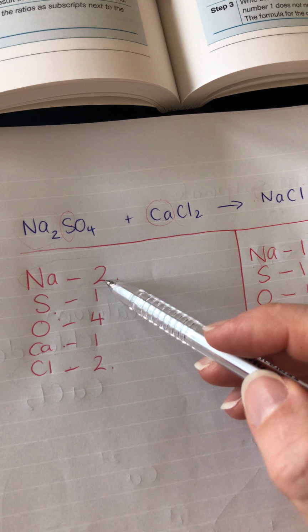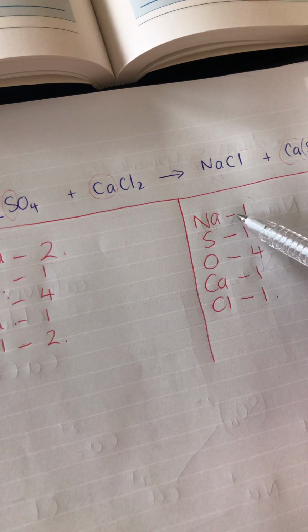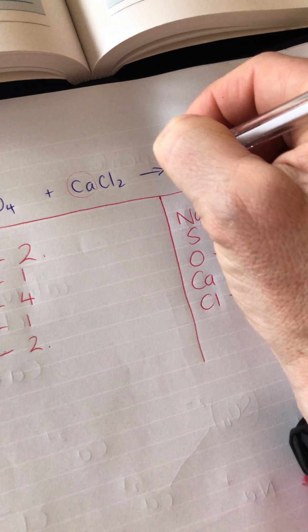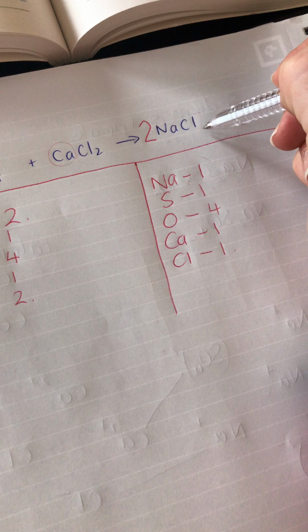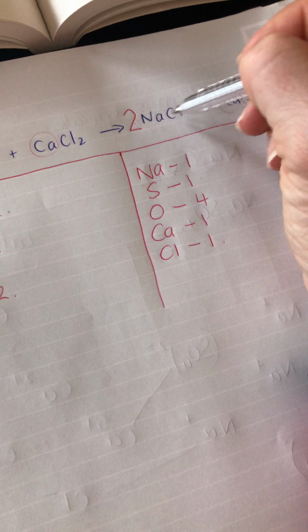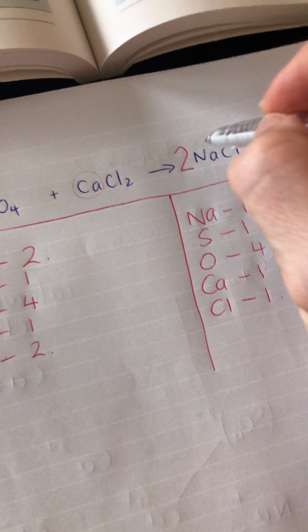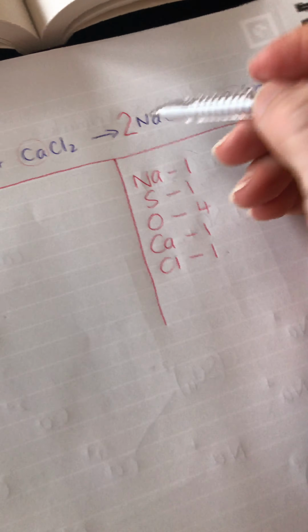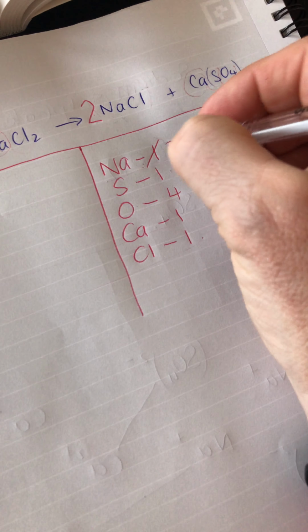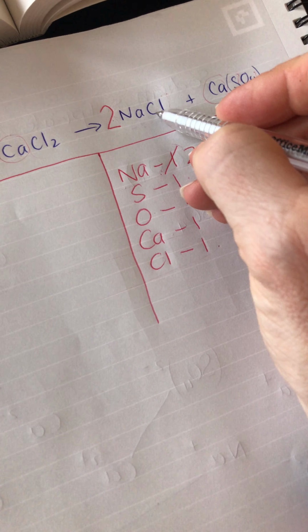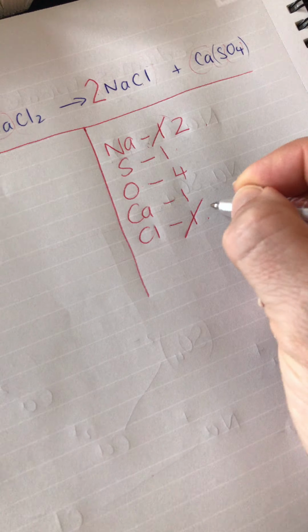So we've got 2 sodiums over here, but only 1 over here. So I'm going to double the compound that contains sodium. I'm going to put a big 2 there, and the 2 is like I've put brackets outside of that whole compound, so it applies to everything. Every time I put a big number, I'm going to adjust everything inside. So instead of 1 sodium, I now have 2 sodiums. It also affects the chlorine. So now instead of 1 chlorine, I've got 2.